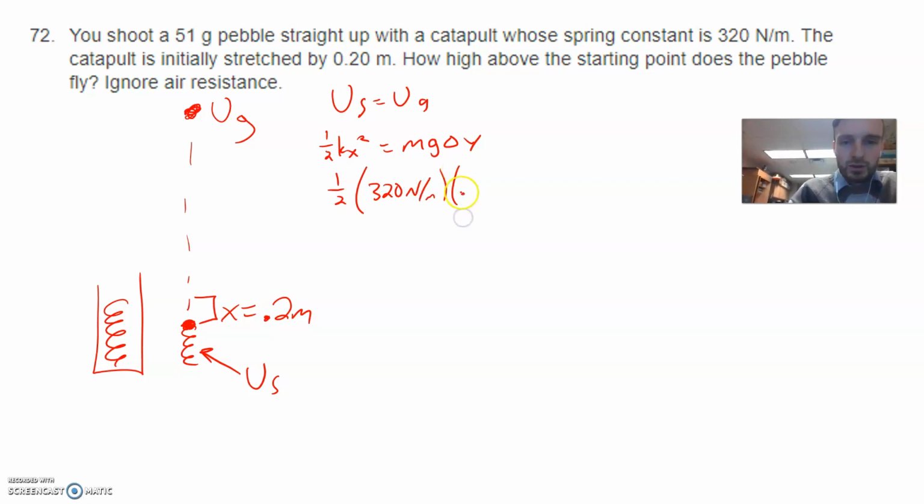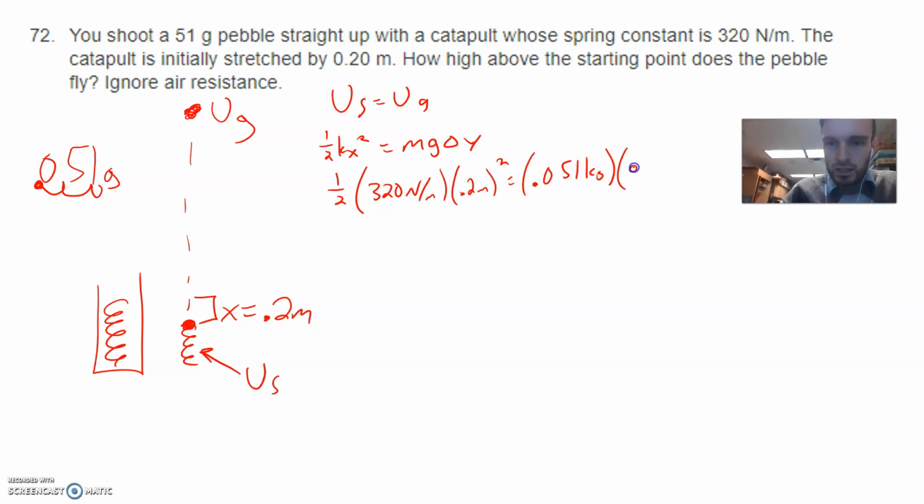And so the x was 0.2 meters. The m here is 51 grams. AP students can convert grams to kilograms, right, you guys? Totes can do that. 1, 2, 3 places over. And so if we convert that, 0.051 kilograms there, the g is 9.8. And the y here is how high up it goes. I don't know. That's what it's asking me to find. But everything else is there. So let's algebra good after these messages.